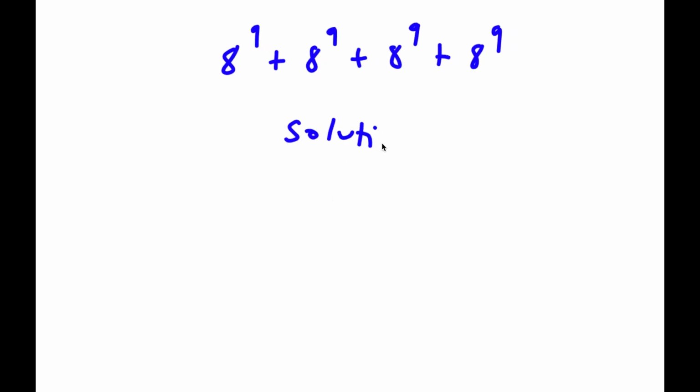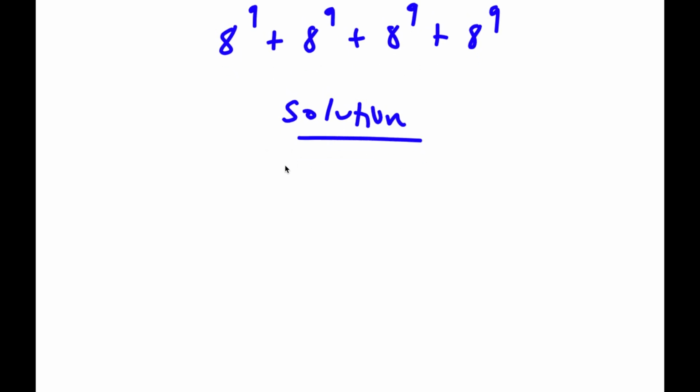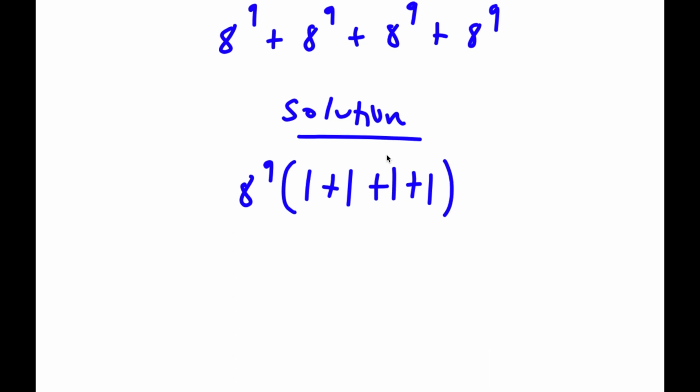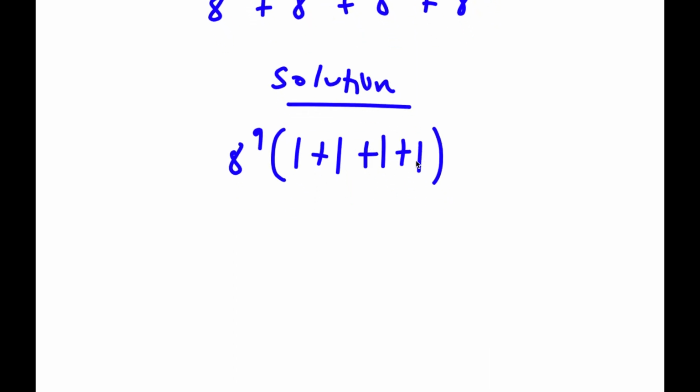Alright, so in this problem, I have a to the power of 9 plus a to the power of 9 plus a to the power of 9 plus a to the power of 9. So, for my solution, I'm going to first start by factoring out a to the power of 9. So now I have a to the power of 9 times 1 plus 1 plus 1 plus 1. Now 1 plus 1 plus 1 plus 1, that's equal to 4. So this is equal to a to the power of 9 times 4.